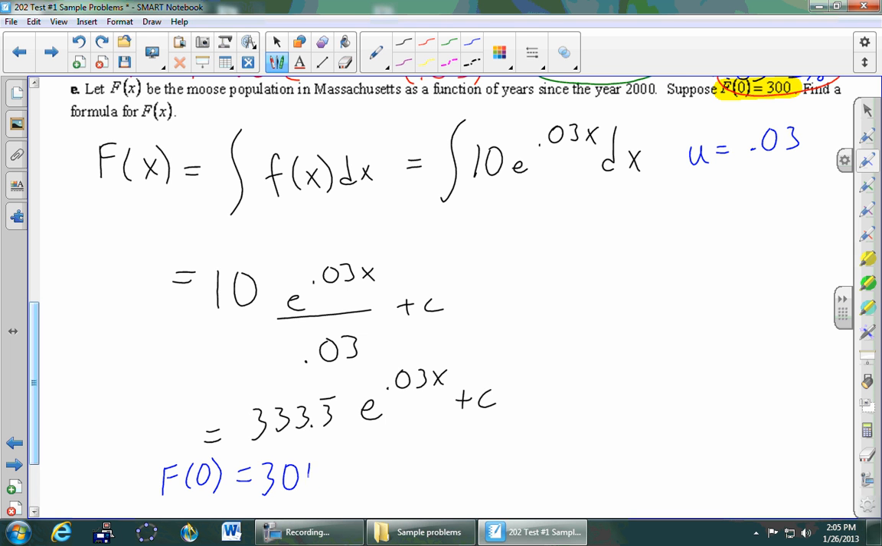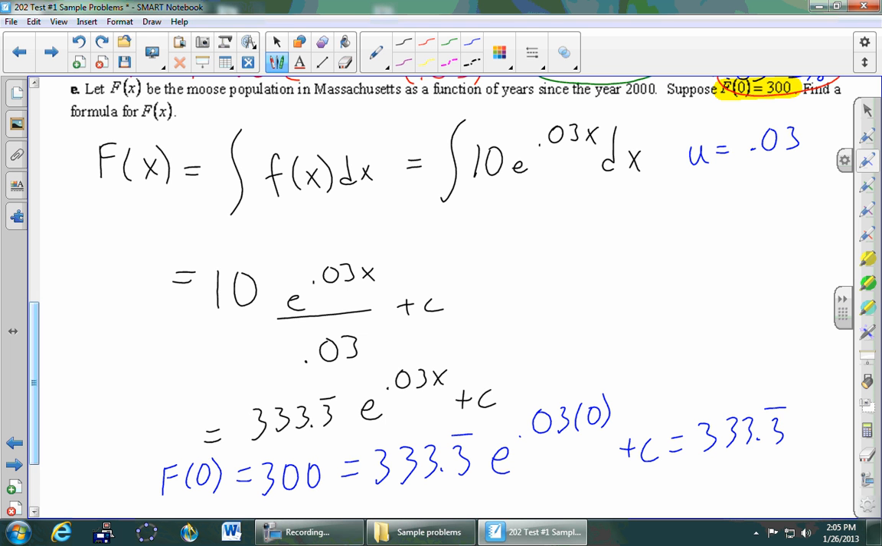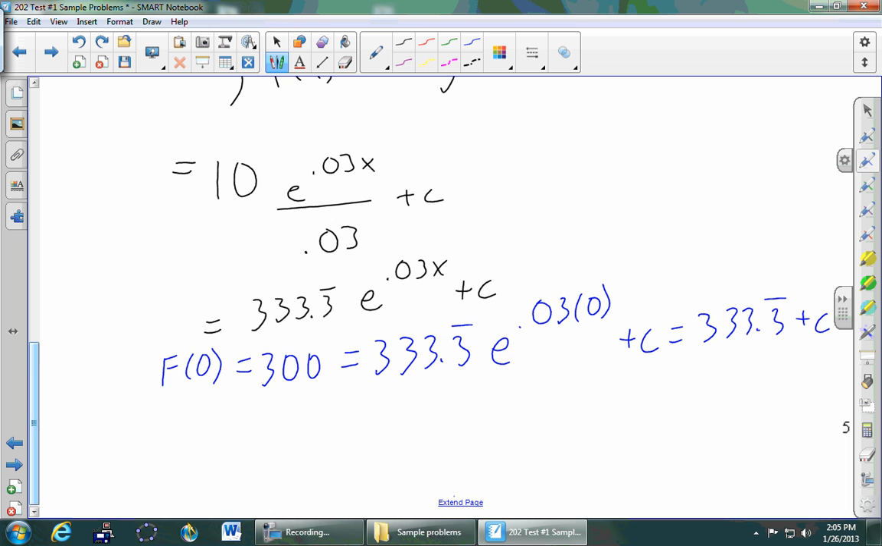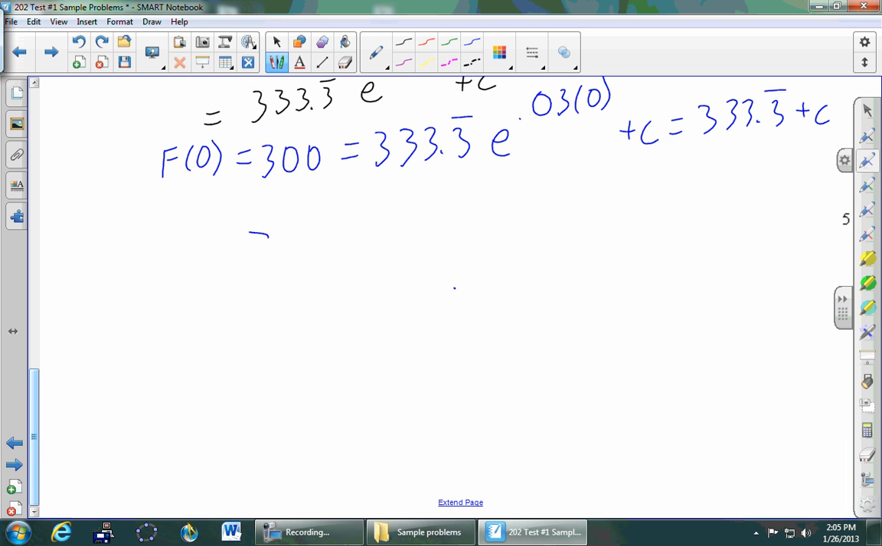So 300 must be equal to this bottom black line, but instead of x, we're plugging in 0. And anything to the 0 is 1. So we've got enough to find c. So this basically says that 300 is equal to 333 and change plus c. So subtract the 333 from both sides, and we get negative 33.3.